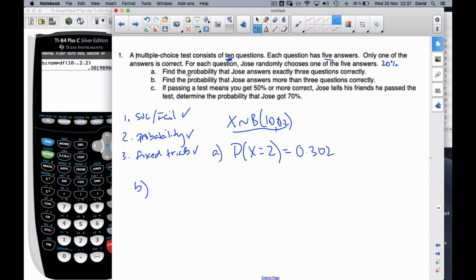B part says, find the probability that Jose answers more than 3 questions correctly. Well, I'm going to do a little bit of thinking here. If I have 10 questions, that means I could have 0 right, or 1 correct, or 2 correct, or 3 correct, or 4, or 5, or 6, or 7, or 8, or 9, or 10. These are all my correct. More than 3. Well, more than 3 means 4 and higher. I want all these probabilities.